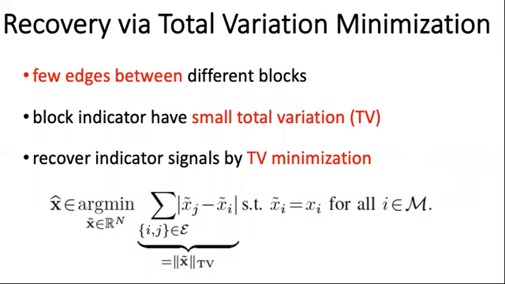So learning the indicator signals for the blocks amounts to a total variation minimization problem, where we fix the graph signal values for the individuals where we know the labels. So it's either equal to 1 if we know it's a dog person, or equal to 0 if we know it's a cat person. And for all other nodes, we let this total variation minimization recover the signal values for all nodes where we don't know the label.